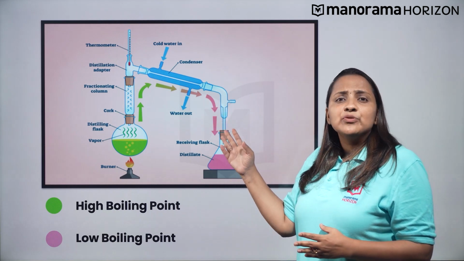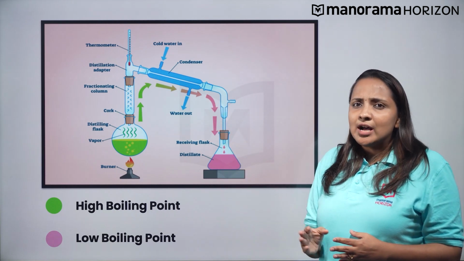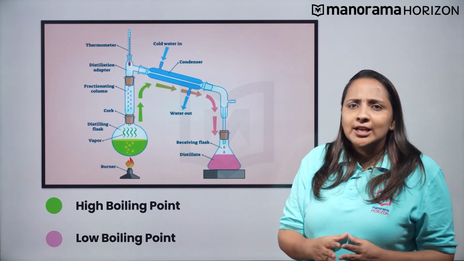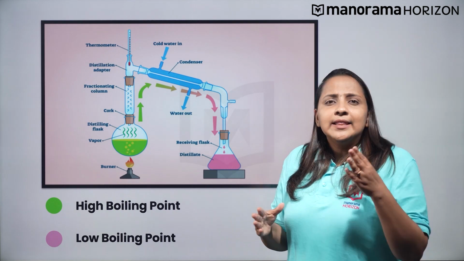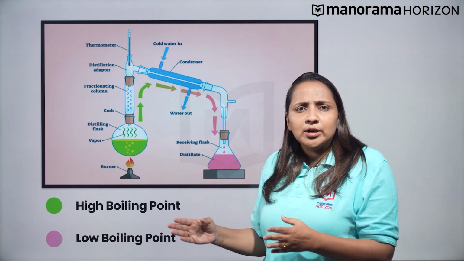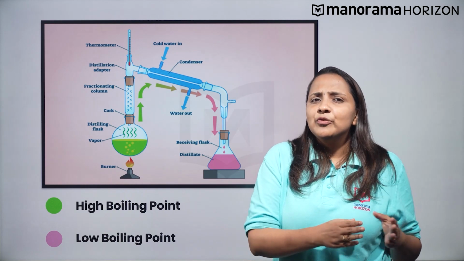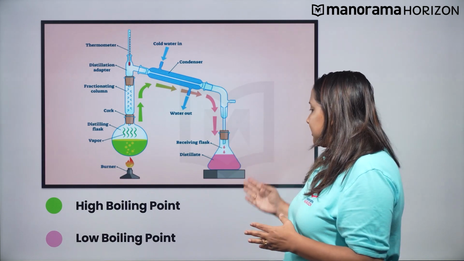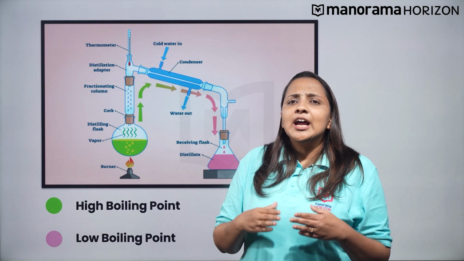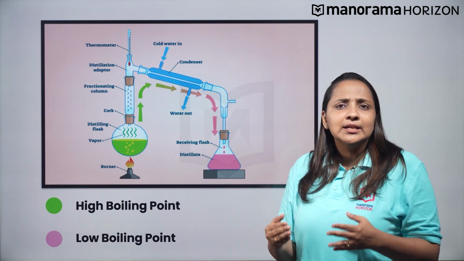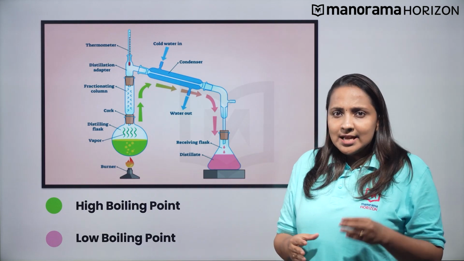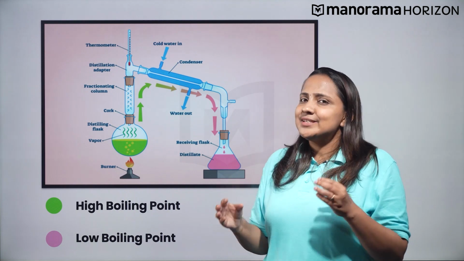The vapors which escape the distillation flask are of low boiling point. They get condensed by the water condenser and the liquid formed is collected in the receiver. The vapors of the high boiling liquid fall back in the distillation flask. Thus, the separation of the two liquids can be done.